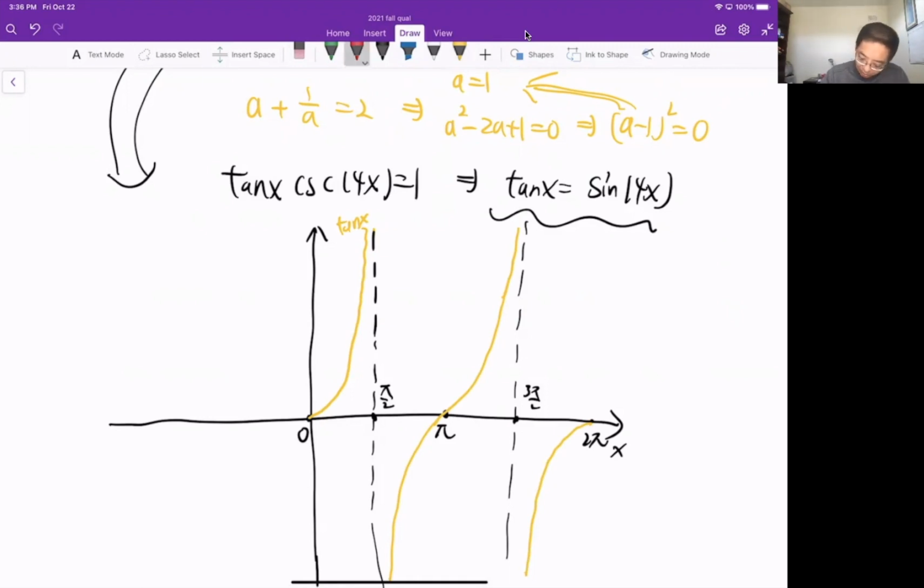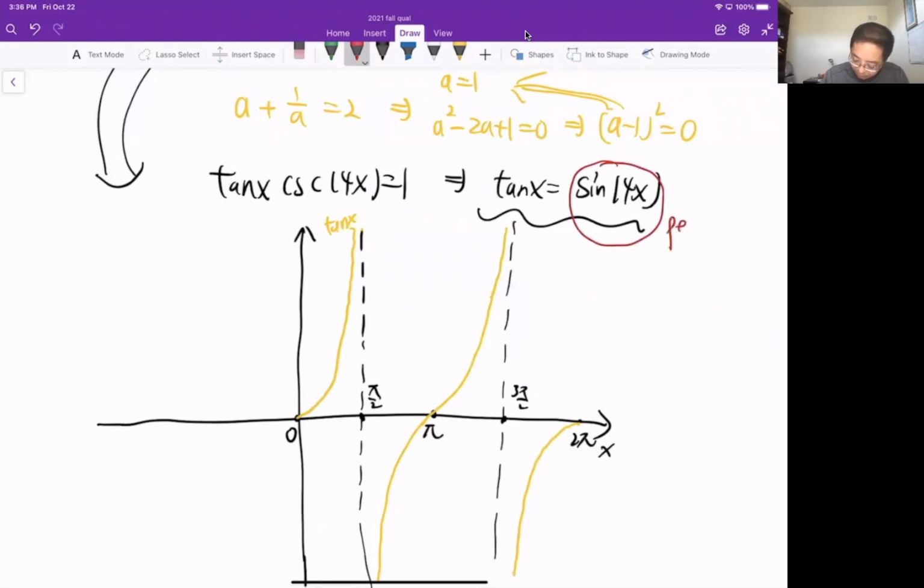Now let's draw the graph of sine 4x. We know the period of sine 4x is 2 pi over 4, which is pi over 2. That means within each interval of pi over 2, the graph will complete one full cycle of sine. So let's draw it. This is the graph of sine 4x.